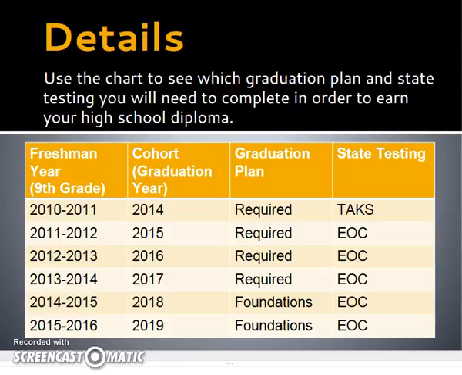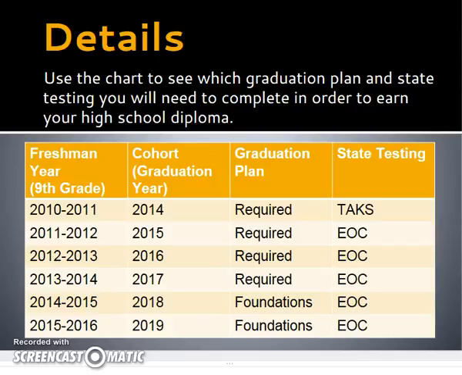If I started my freshman year in 2011-2012, my cohort or graduation year is 2015. I will be on the required graduation plan and I will take the EOC exams. If we move forward to starting your freshman year in 2014-2015, you will have a graduation year of 2018. That will be your cohort. You will be on the foundations plan and you will be taking the EOC.